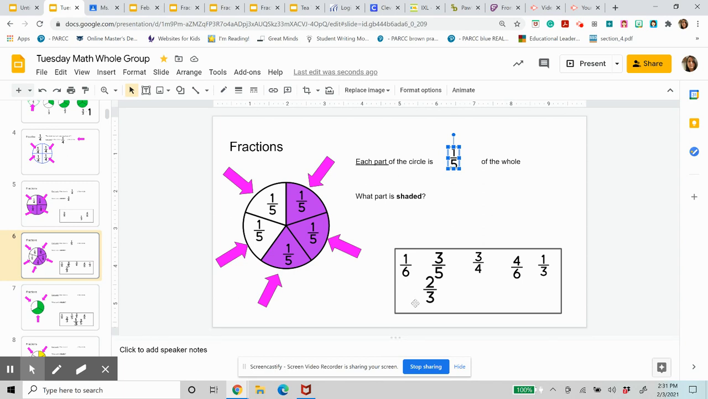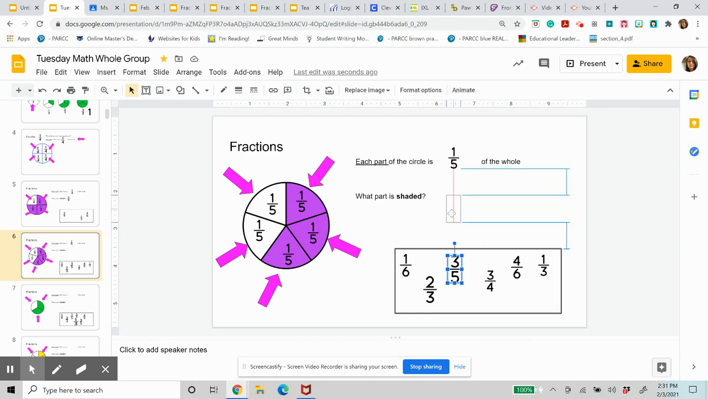So to be an active thinker, we're looking at all of these choices and we're saying, okay, is it 1/6, 2/3, 3/5, 3/4, 4/6, 1/3? And to be an active learner is to be thinking and have an answer in your head or written down, and then to see if you come up with the same answer that I come up with. So what part is shaded? What part of this circle is shaded?